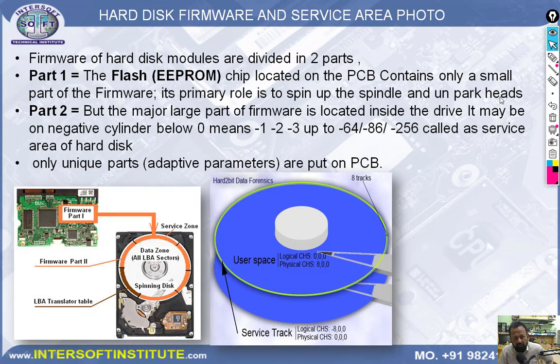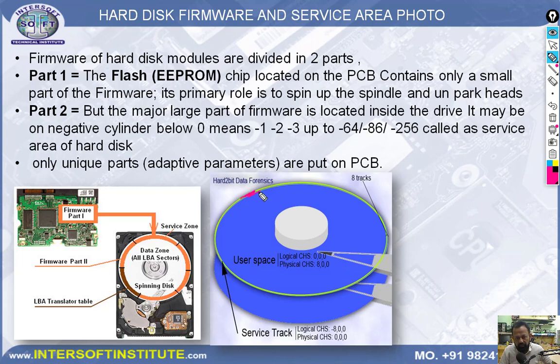Firmware, where is the firmware stored? There are two types of firmware. Firmware of the hard disk modules is divided into two parts. Part 1 is on the PCB flash ROM chip that is located on the PCB, containing a small part of the firmware. Its primary role is to spin up the spindle motor and unpark the head. Part 2, the major large part of the firmware, is located inside the drive. It may be on the negative cylinders below 0, that is -1, -2, -3. See, it is in this area.